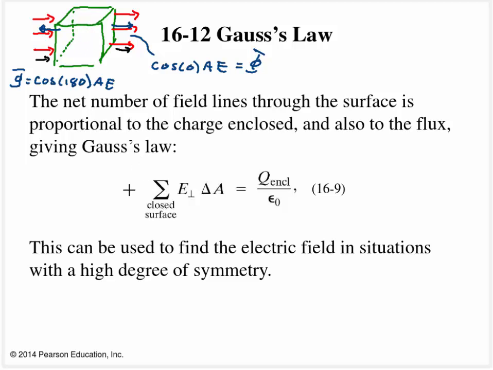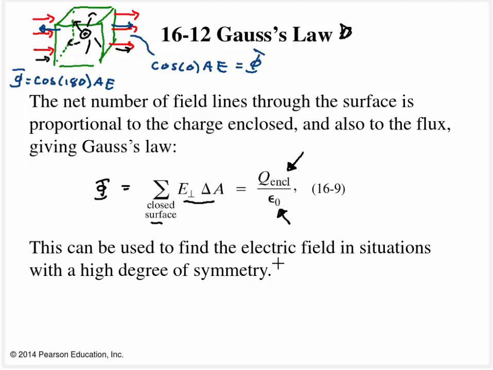The only way I'm going to get some flux is if I have some charge enclosed. So if I put some charge in there, then I'm going to have some electric field lines punching out. What Gauss's law says, very important, is that for any closed surface, the electric field multiplied by the area is simply going to be equal to the charge enclosed divided by this permeability of free space. So my flux is simply going to be equal to the charge enclosed divided by the epsilon naught.